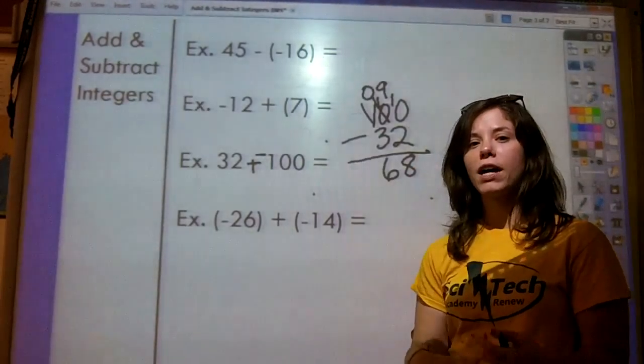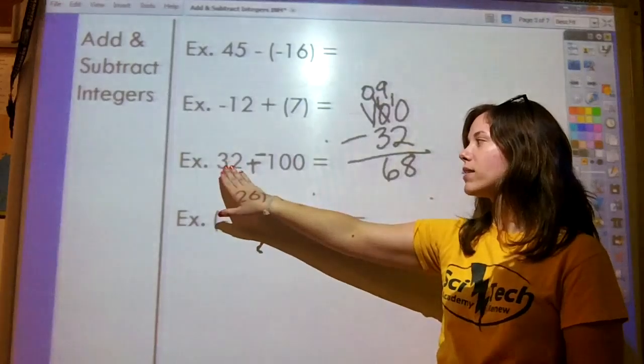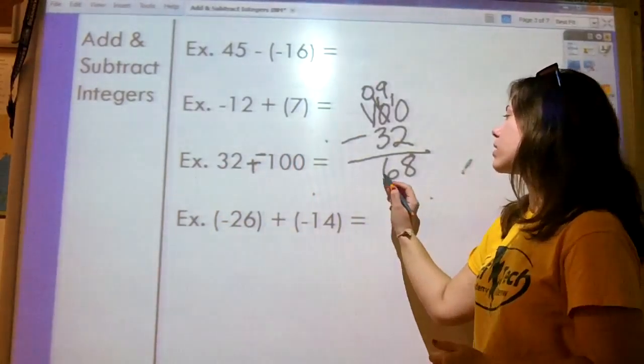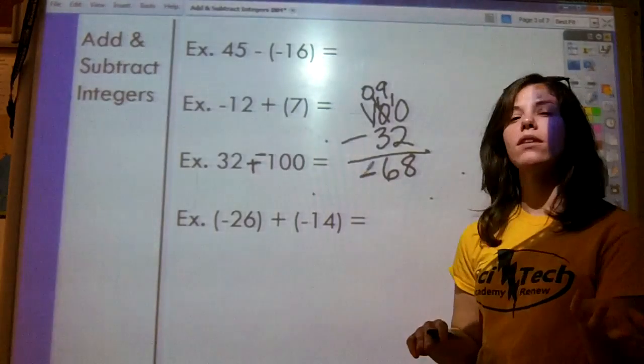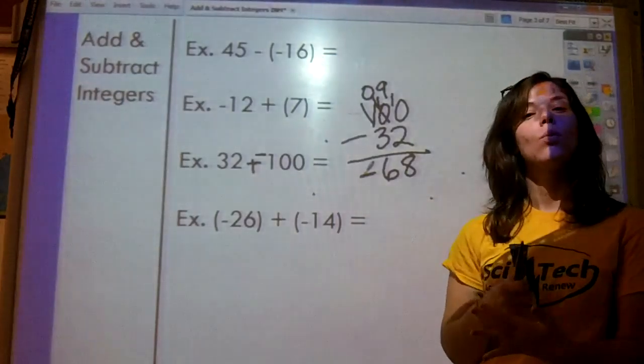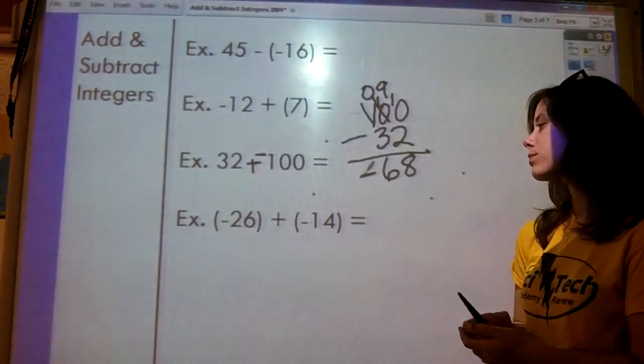Don't forget to look back at the signs of your numbers. I have positive 32 and negative 100. 100 is bigger, so this is negative 68. If you have $32 and you spend 100, you're going to owe 68. One more, then it's your turn.